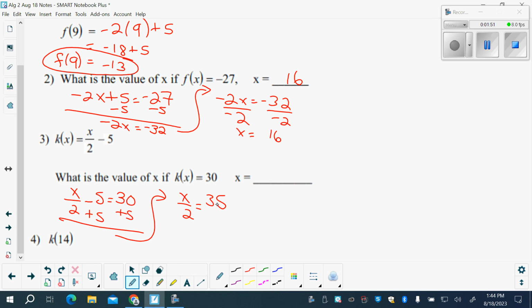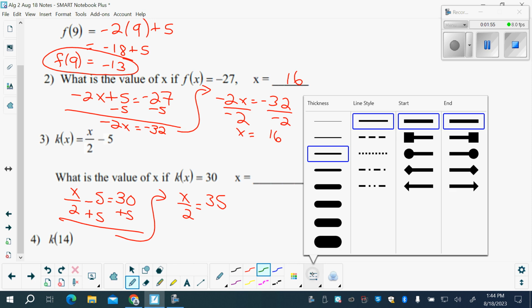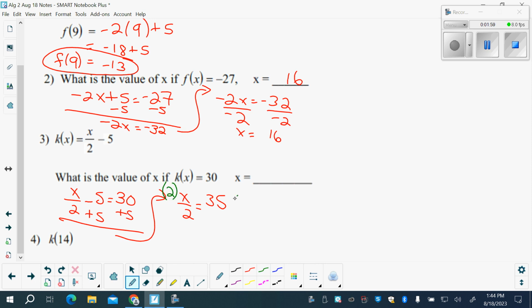So this is division, so we're going to undo this division with multiplication. I'm going to multiply both sides by 2. So this 2 is like a 2 over 1. Those 2's cancel, and we get x is 70. I'll take that. Thank you.